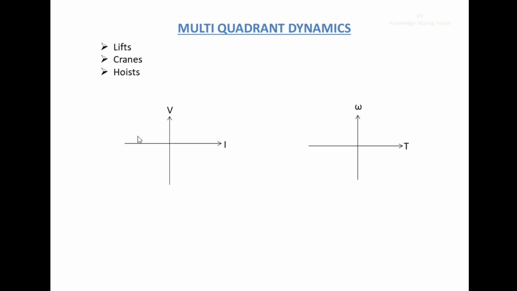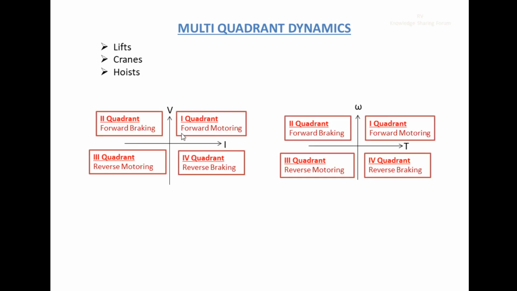Now let us discuss the four quadrants. Here it is the first quadrant, second quadrant, third quadrant and fourth quadrant. The first quadrant is forward motoring, the second quadrant is forward braking, the third quadrant is reverse motoring, and the fourth quadrant is reverse braking. The same is applicable in mechanical parameters also. Now, in order to understand the operation of multi-quadrant dynamics using an electric drive, we can use the load as a hoist. That means we are going to study with an example of a hoist in order to understand the multi-quadrant dynamics operation of an electric drive.